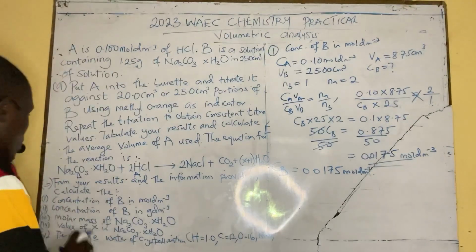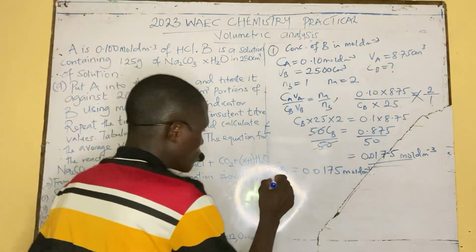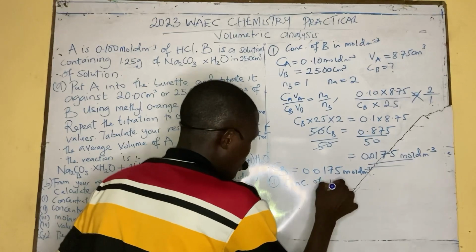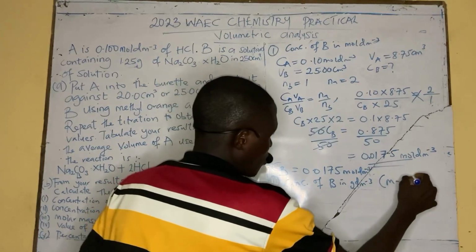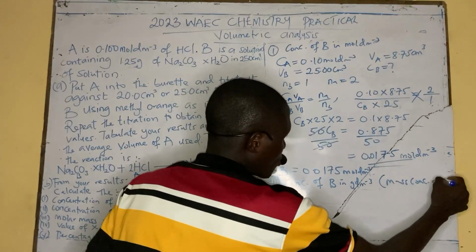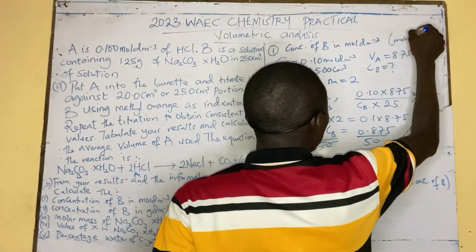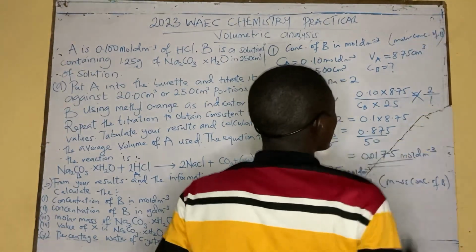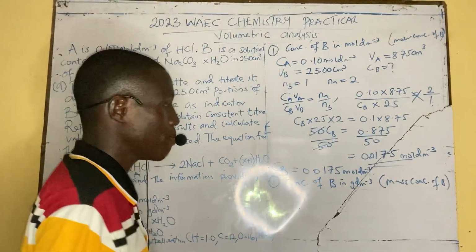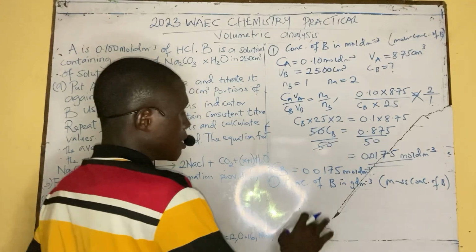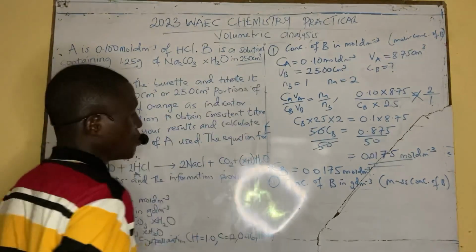Now we are asked to calculate the concentration of B in gram per dm cube. So this is the mass concentration of B. Please, you have to know that the other one is the molar concentration of B, so that you can remember it any time you are given such a question. Mass concentration of B, which is the transformation of B in gram per dm cube, simply means mass over volume, because we have the mass here and the volume here.